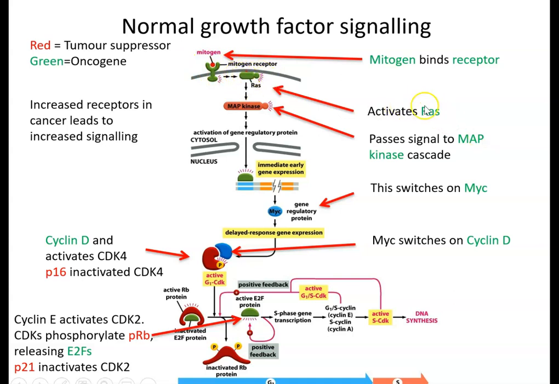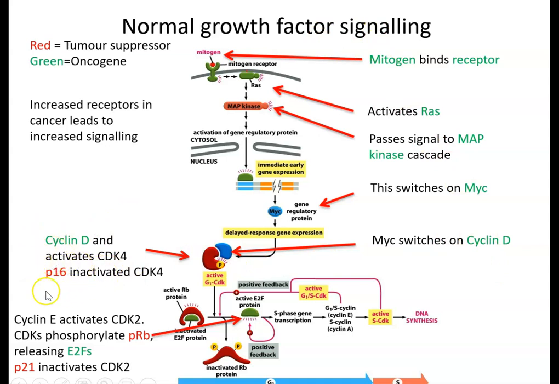Downstream of this is RAS. RAS can become activated by mutation. This signal is passed on to the MAP kinase cascade, and each of these can become activated by mutation. So we're looking at RAF, MEK, ERK, those sorts of proteins. This switches on c-MYC, and MYC can become specifically activated by gene amplification or translocation sometimes, so we get excessive amounts of MYC produced. This switches on cyclin D, which is an oncogene, so all of these are oncogenes because they're green.